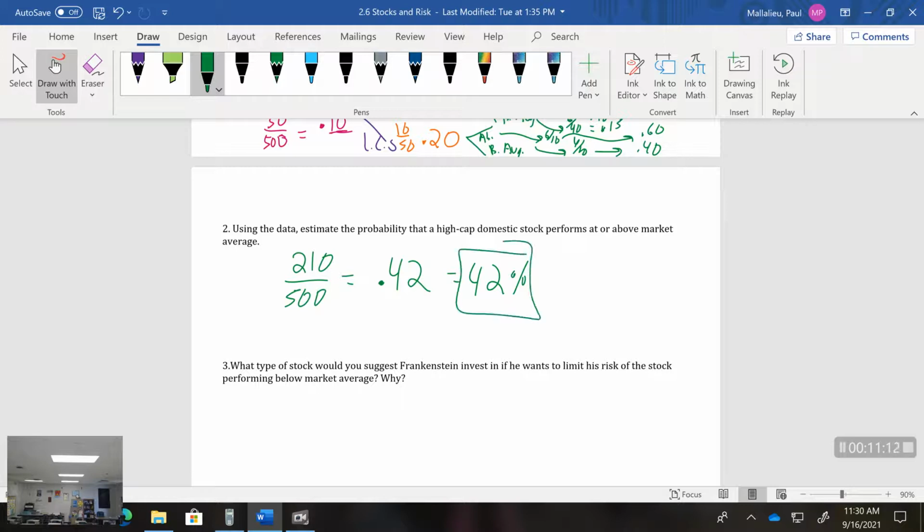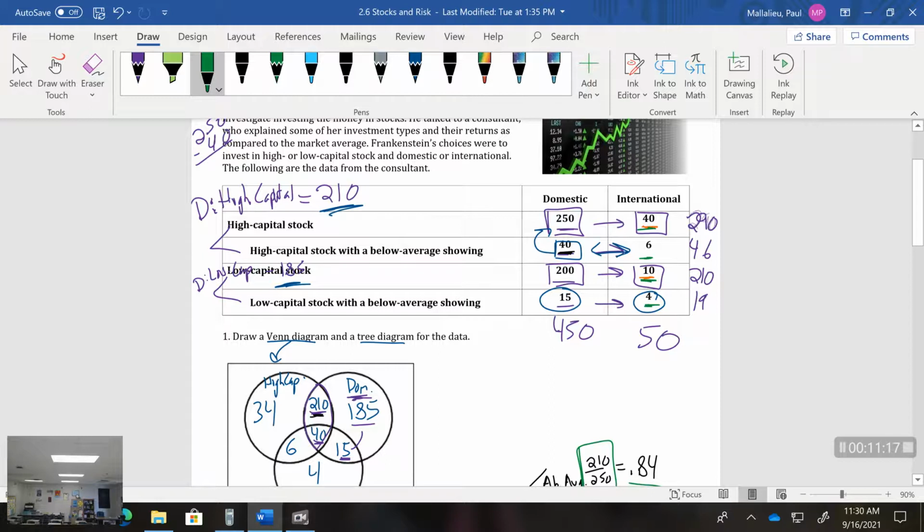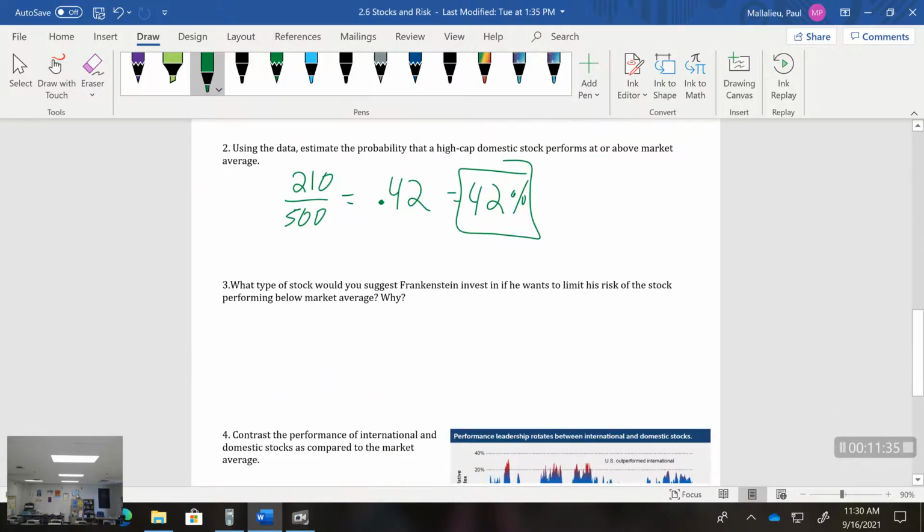Or another way to look at that, if you're like, well, why don't we just do this in the first place? I understand, but you look at the chart and you could see, all right, well, if 40 are your total domestic stocks that are below average, that means that we would have 210 domestic high cap stocks. So we said that at the beginning, so 210 out of all of them, out of all 500, would give us our total that we would have.